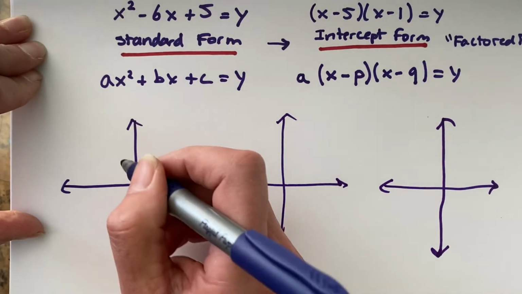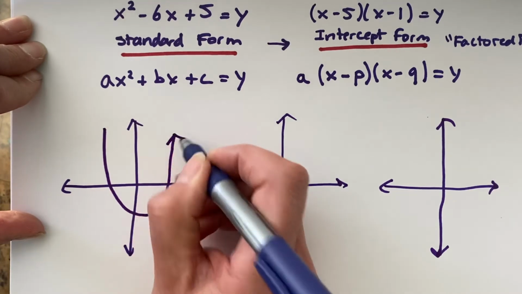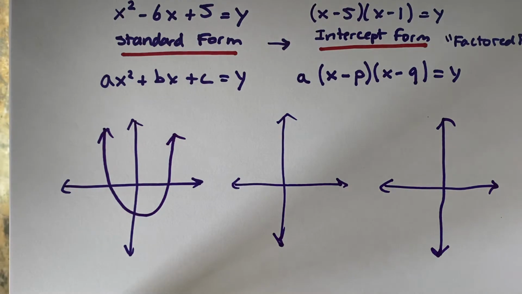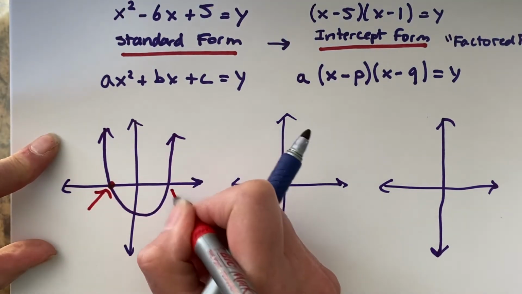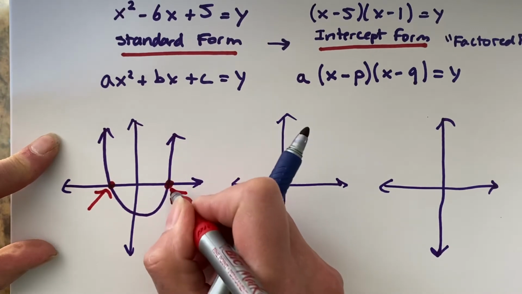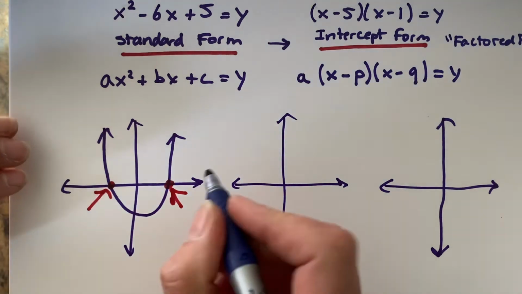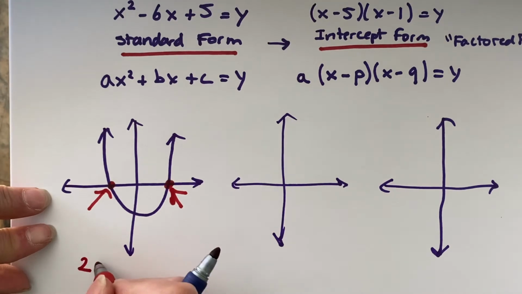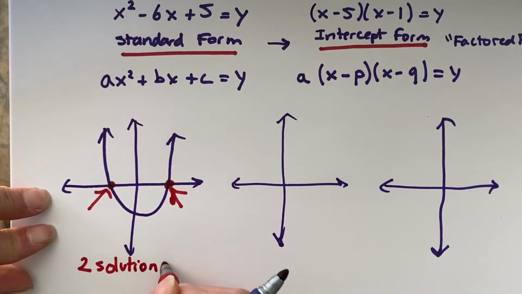So first, we can have two solutions, right? Whether the parabola is face up or face down, you can have two solutions, because these are the x-intercepts. So if it intersects the x-axis twice, right? These are solutions. So two solutions because two x-intercepts.